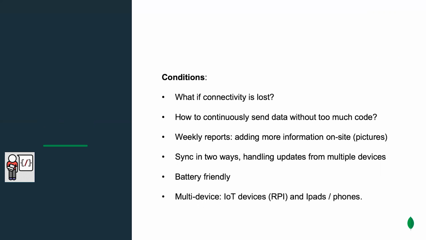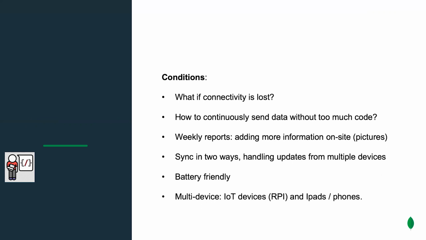The idea for his application is that each garden will have weekly reports, which means adding more information on site, like pictures, for example. The data should be synchronized in two ways. So this solution should handle updates from multiple devices, from the clients to the main central repository, but the other way around as well. When we think about devices like iPads or Raspberry Pis, the application needs to be battery friendly and ideally multi-device. So it can run on IoT devices like Raspberry Pis and similar, and at the same time on others like iPads or Android devices. So these were the conditions he had.